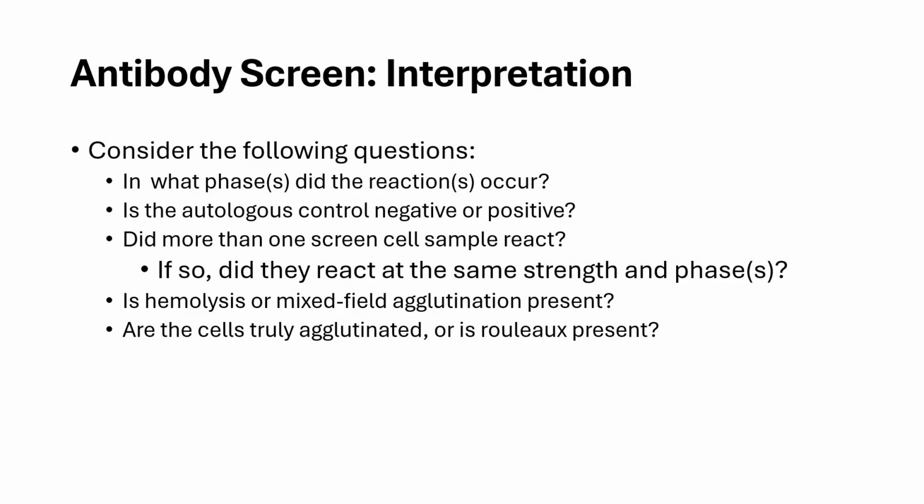Another question is, are the cells truly agglutinated or is rouleaux present? True agglutination occurs when antibodies cross-link the red blood cells, and rouleaux formation will resemble agglutination but is due to the stacking of red cells caused by high protein concentration. Distinguishing between these is critical, as rouleaux can give a false positive result. We can do a saline wash or microscopic examination to help differentiate if it's actually agglutination or rouleaux.